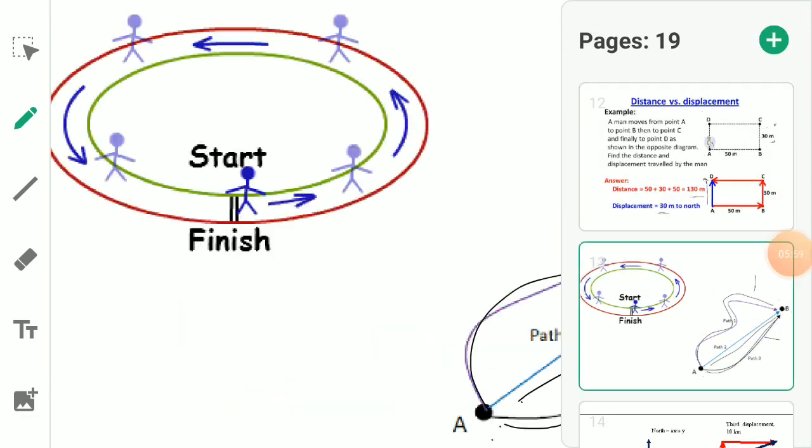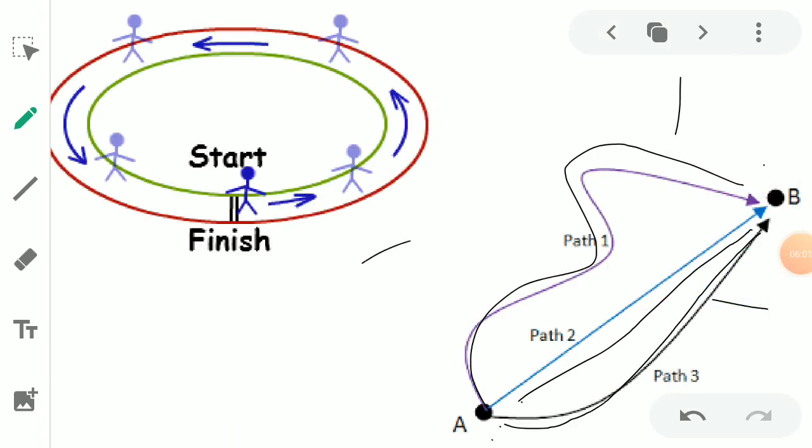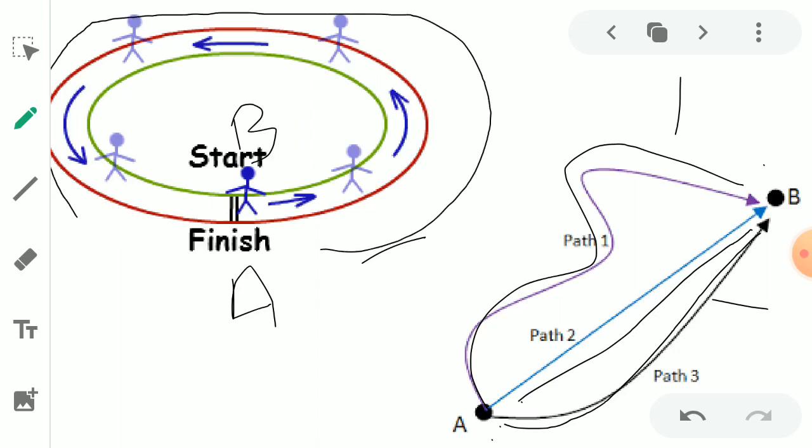Now see here, if we consider a circular field, a man starts moving from position A. This is the start position. It moves from here, and finally it again comes to the finish line, the place from where it started the race. So what is the displacement of the body? When we talk about the distance here, the distance will be the total path covered by the body from this start to the finish line. But when we talk about the displacement, here the displacement will be zero.